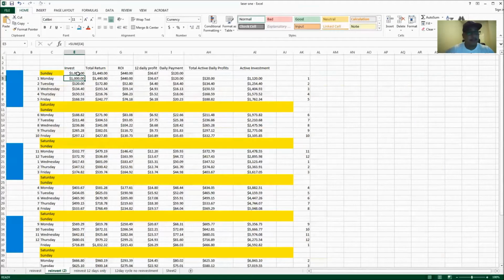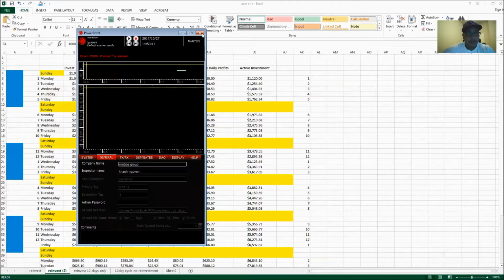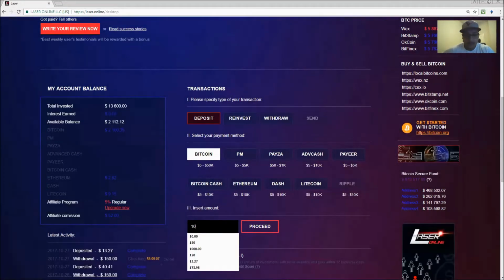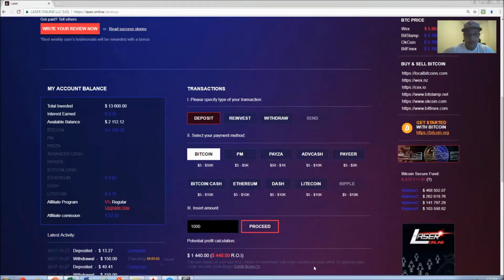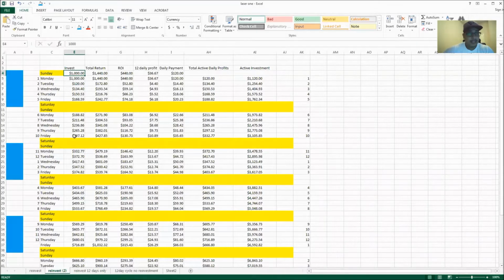So let's make this pretty simple. We're going to go with $1,000, just to make sure we're on the same page. $1,000 in a 12-day period, 12 business days, and they'll give you $1,440. So $1,000, 12-day return, $1,440. Return on interest, $440. Daily profits can be $36.67.